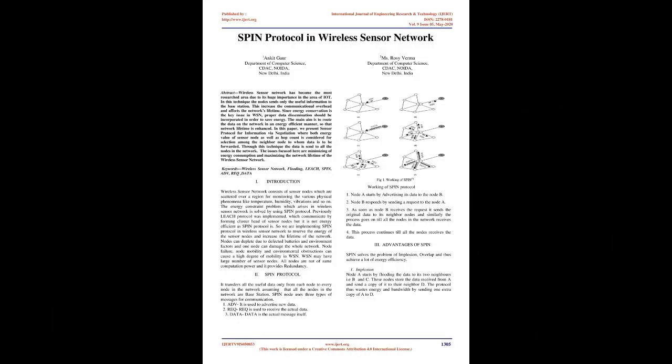Spin protocol in wireless sensor network. Abstract: wireless sensor network has become the most researched area due to its huge importance in the area of IoT.